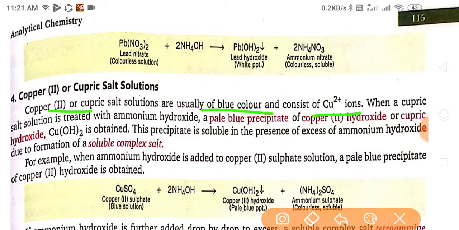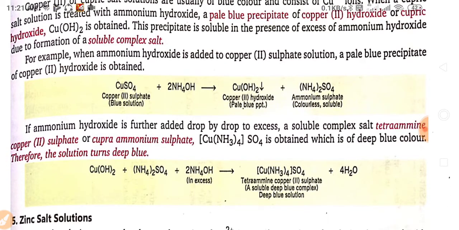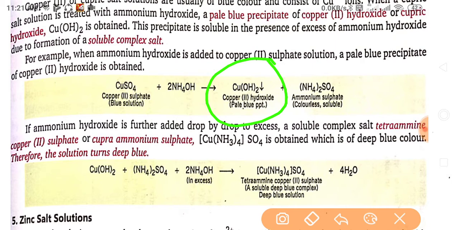ions. When a cupric salt solution is treated with ammonium hydroxide, a pale blue precipitate of copper hydroxide or cupric hydroxide is obtained. This precipitate is soluble in the presence of excess of ammonium hydroxide due to formation of a soluble complex salt. For example, when ammonium hydroxide is added to copper sulfate solution, a pale blue precipitate of copper with a valency of 2 hydroxide is obtained. Copper sulfate plus ammonium hydroxide forms pale blue precipitate of copper hydroxide.